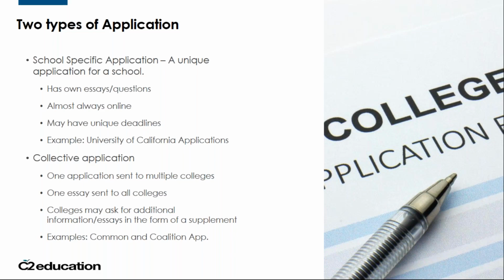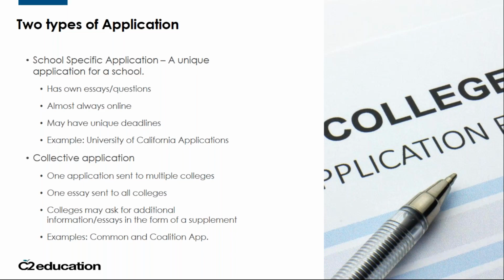But right, they're almost always online nowadays. Sometimes they have their own deadline. A classic example of this is the University of California applications. They are due at a different time than the Common App or the Coalition app, right? Sometimes that's where rolling admission comes into play. Again, we're going to talk about all this a little bit later.